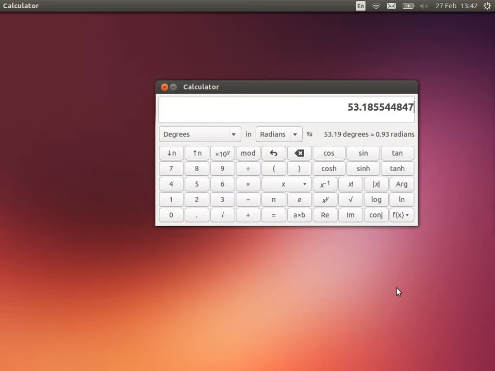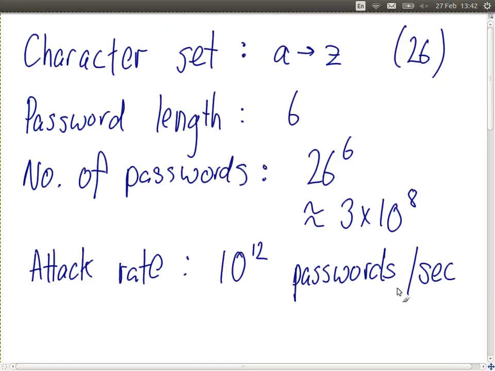So, one way to make our passwords stronger is to increase the length. And the other way, increase the number of characters we choose from. I limited the passwords to A through to Z, lowercase, 26 values.